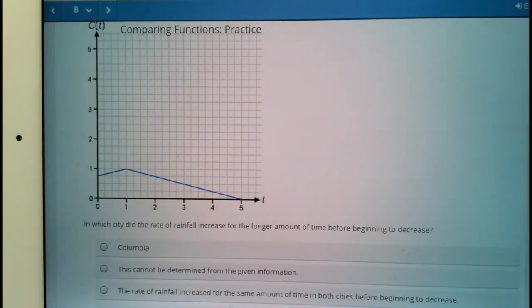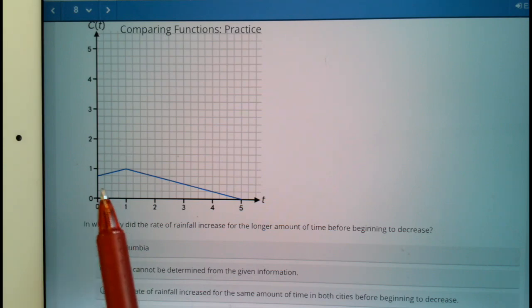In which city did the rate of rainfall increase for the longer amount of time before beginning to decrease? So in terms of this graph here, before I switch over to Desmos, we're looking at where the graph is increasing. And if you notice, it says, in which city did the rate... So the average rate of change, again, is slope.